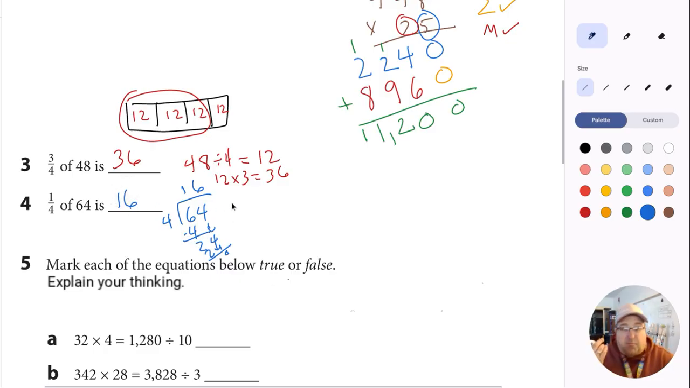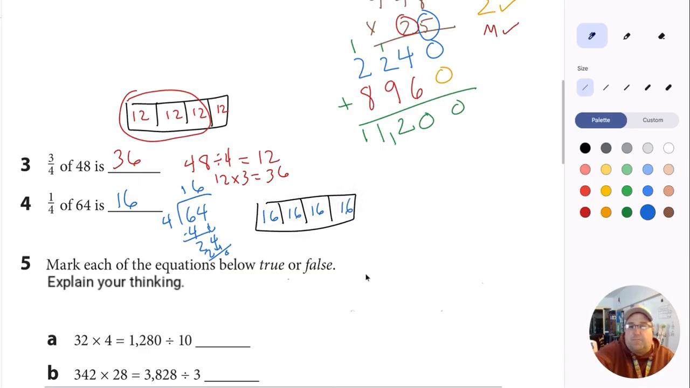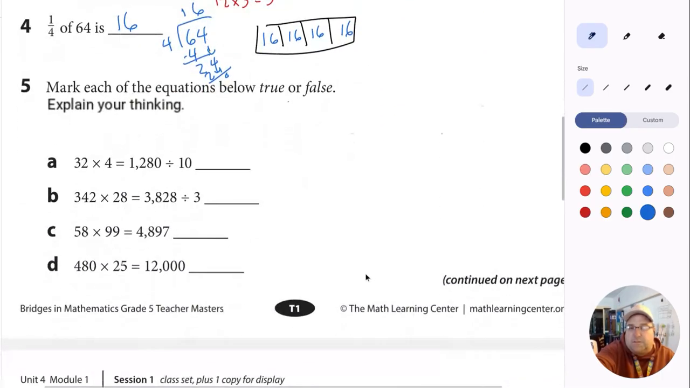So if I need 1 unit of it, what's 64 divided by 4? 16. So if I want to think about it this way, that tells us if I have 64, I'm going to have 4 groups of 16 inside that 64. Cool. All right, true or false?